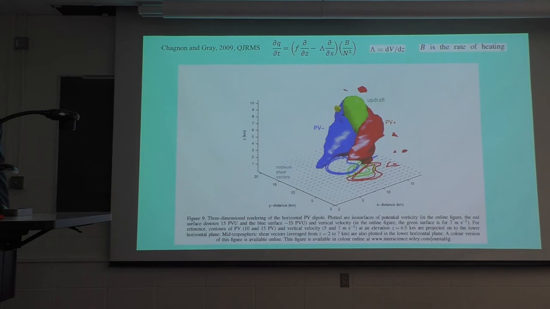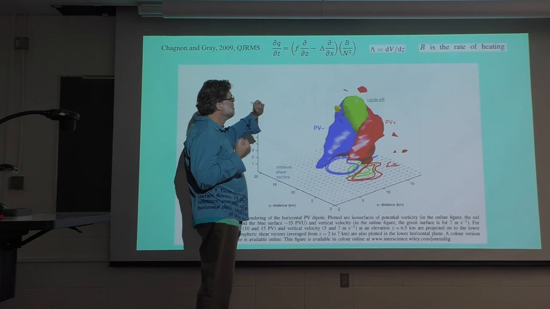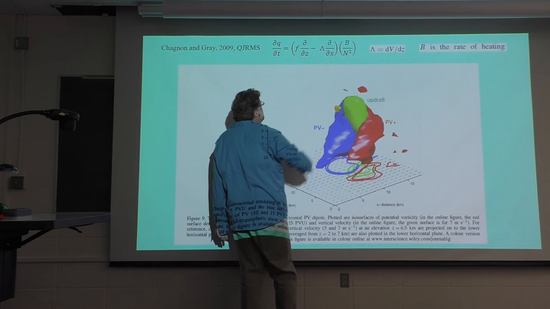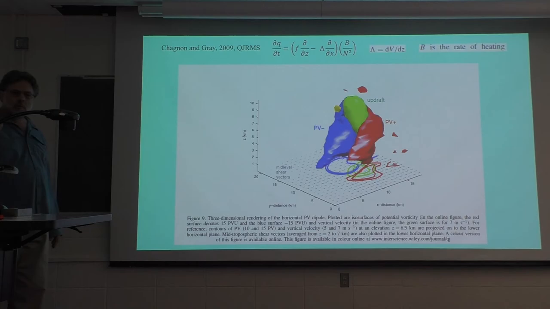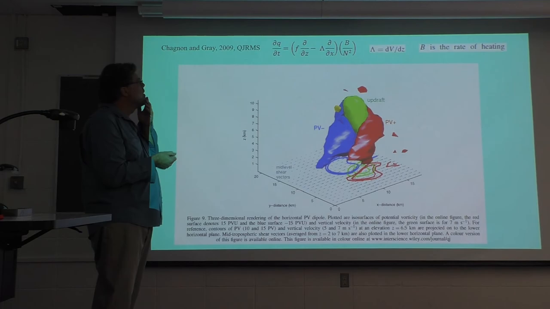A more recent paper on this is by Shannon and Gray in 2009, and they looked at a simplified potential vorticity conservation equation using the Boussinesq form for the vertical motion, which allows for density perturbations. And they studied these two processes together. So F dB/dz, B is the rate of heating, which is related to w, where latent heating maximizes in the mid-troposphere, that's where you expect maximum upward motion. That term will generate vortex stretching in the lower troposphere below the maximum and vortex compression above.